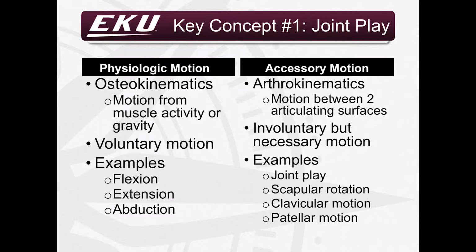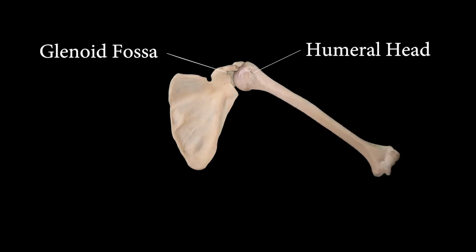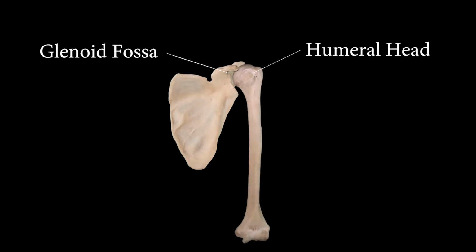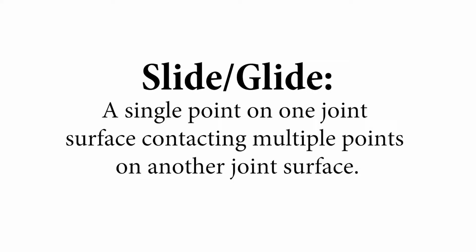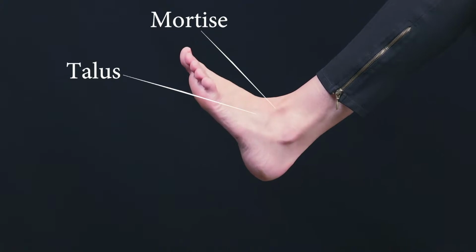So let's look at the 5 joint play motions that exist. First, a roll. A roll is defined as multiple points of one joint surface contacting multiple points on another joint surface. This is best illustrated with the humeral head contacting the glenoid fossa during abduction and adduction. Second, a slide or a glide is defined as a single point on one joint surface contacting multiple points on another joint surface. This is best illustrated with anterior or posterior translation of the talus within the mortise when you move into plantar and dorsiflexion.